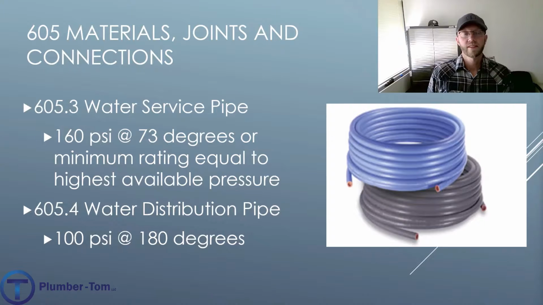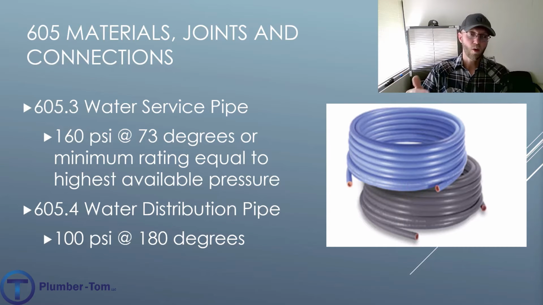Let's move on. 605.3 talks about the water service pipe, some specific requirements that it would have to meet in order to be a water service pipe. Namely, it has to be able to hold 160 psi at 73 degrees Fahrenheit, or the minimum rating equal to the highest available pressure. So what that means is this pipe has to be able to hold high pressures at normal temperature, right?